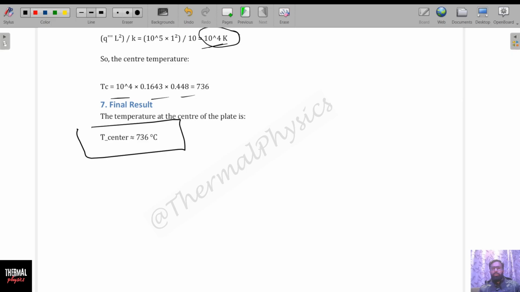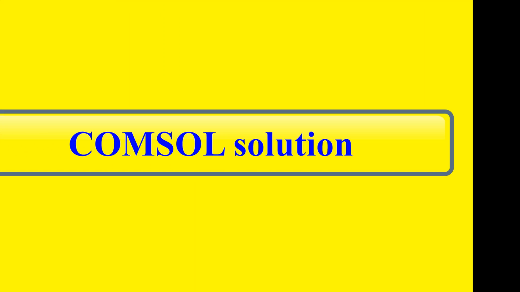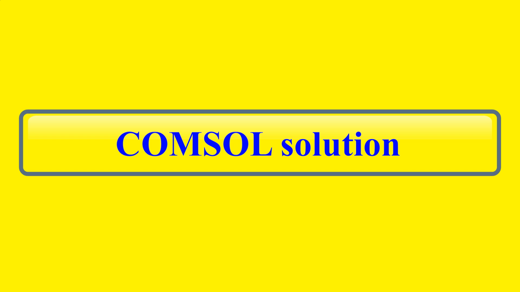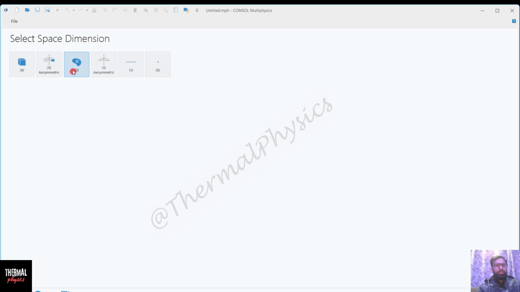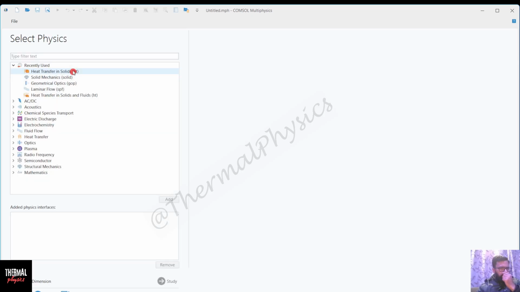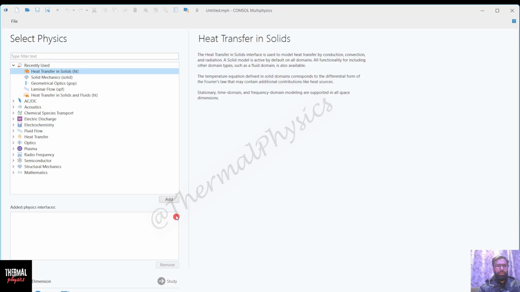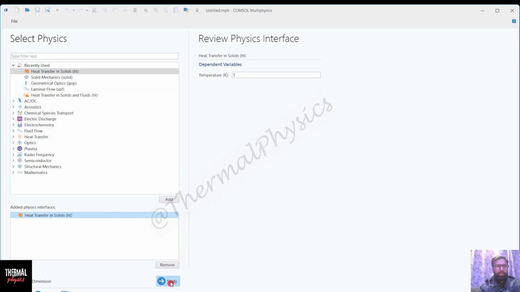Now we'll solve the same problem using COMSOL multiphysics and compare the two solutions. So what we will do is we'll open the model wizard. Since it's a 2D plate, so 2D geometry, heat transfer in solids. This is our module that we are learning. Now we have added the module.